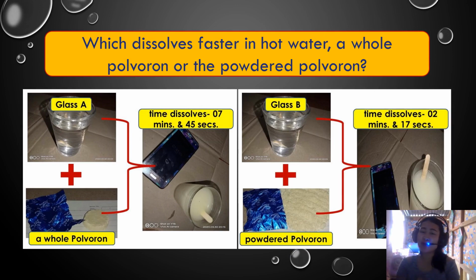Let's read again the problem. Which dissolves faster in hot water, a whole polvoron or the powdered polvoron? Observe the results provided below. In glass A, a whole polvoron was mixed in the water, and the time it dissolves was 7 minutes and 45 seconds. And in glass B, a powdered polvoron was mixed in the water, and the time it dissolves was 2 minutes and 17 seconds.